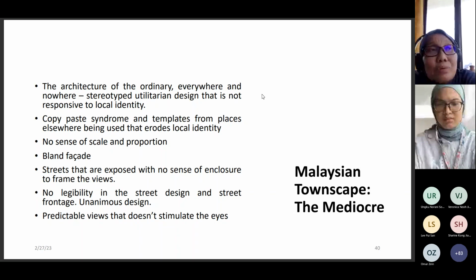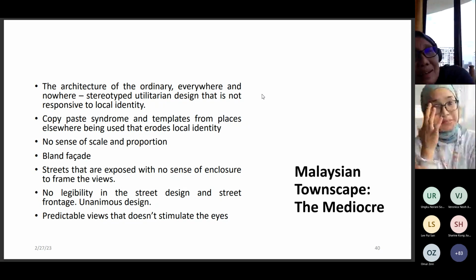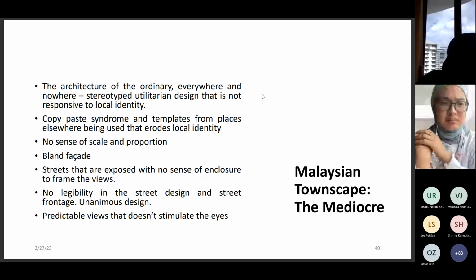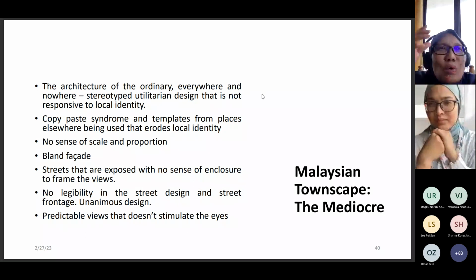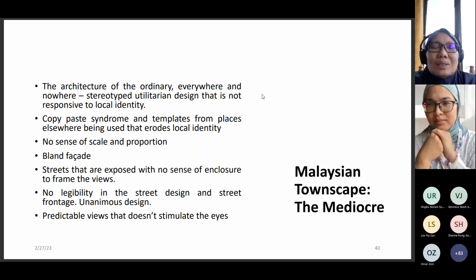We have templates, waterfront. At one stage, we had this waterfront template design being done in Australia, and then you want to do it in Kuching, or something done in South San Francisco, you want to do it in other cities here in Malaysia. So this access to information from all over the world actually has some problems, because it reduces local identity. It creates this everywhere-nowhere kind of syndrome.